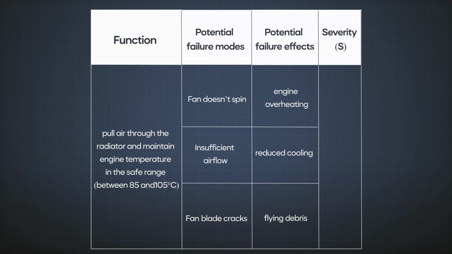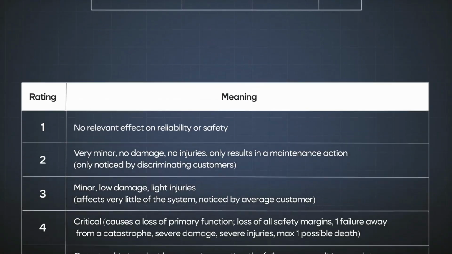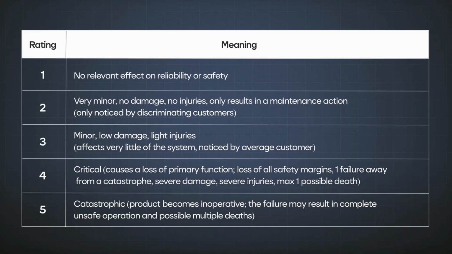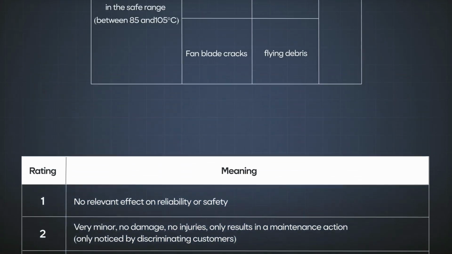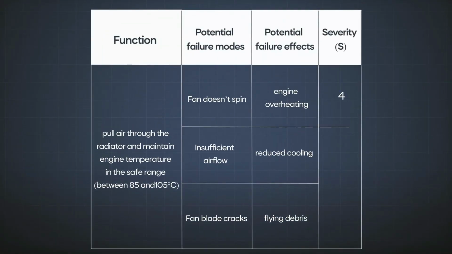In this column we try to track the severity of each effect. Now the severity is rated from 1 to 5, or in some cases using Latin letters from I to V, where 1 is lowest severity or not relevant for reliability or safety, and 5 is highest severity or catastrophic. So for engine overheating, we would give it 4, for reduced cooling 3, and for the flying debris a solid 5, as it may lead to a safety hazard.